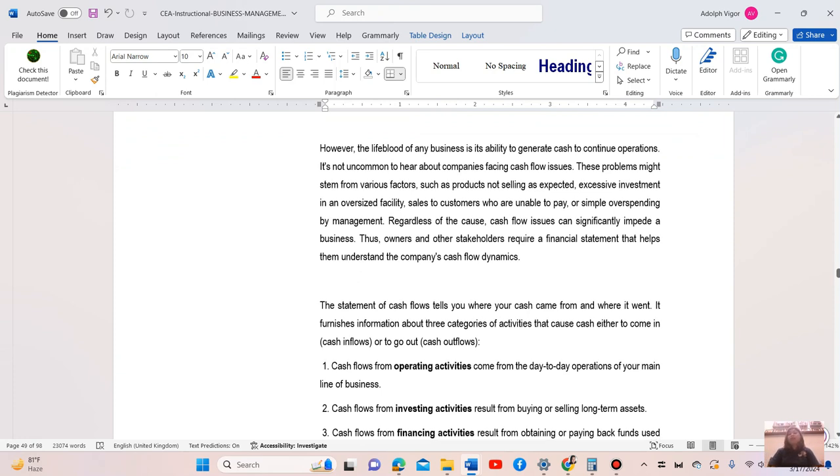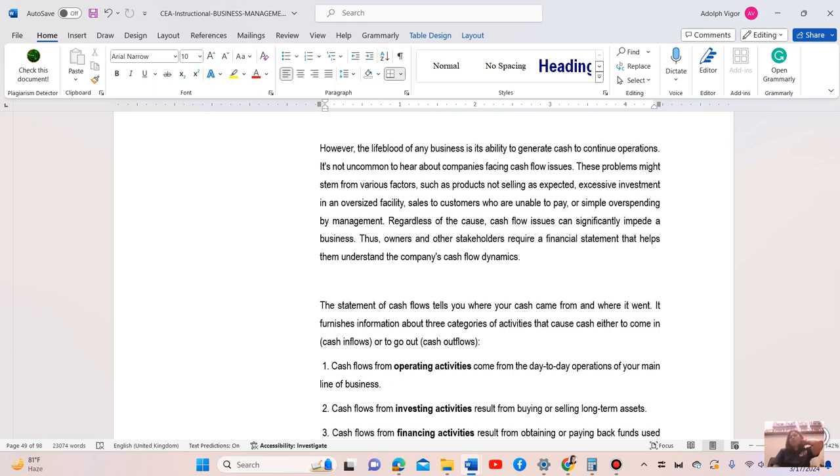However, the lifeblood of any business is its ability to generate cash to continue its operation. It's not uncommon to hear about companies facing cash flow issues. This problem might stem from various factors such as products not selling as expected, excessive investment in oversized facilities, sales to customers who are unable to pay, or simply overspending by management.